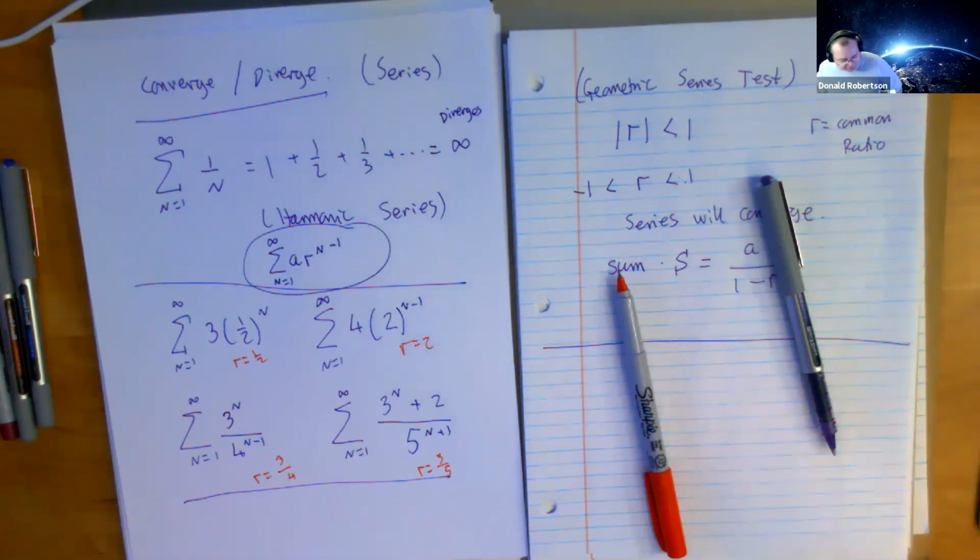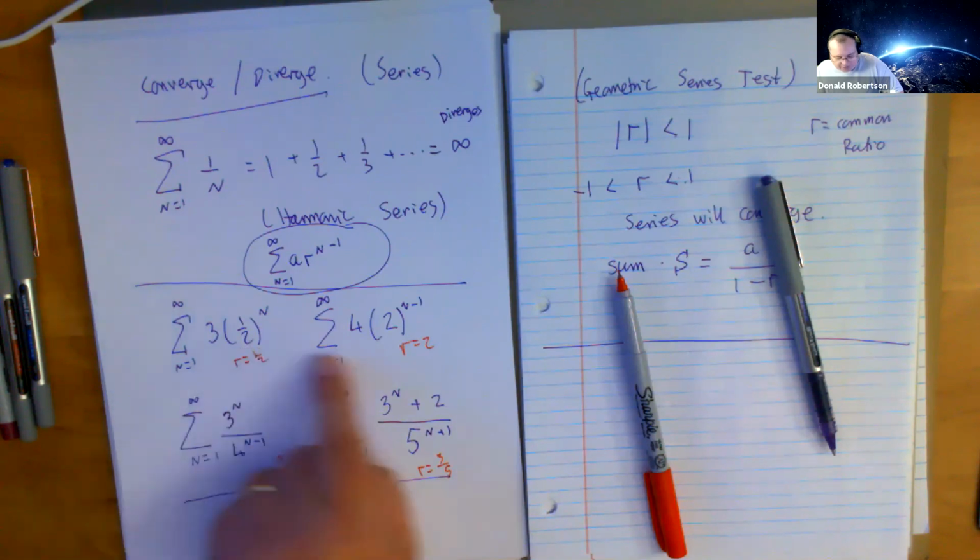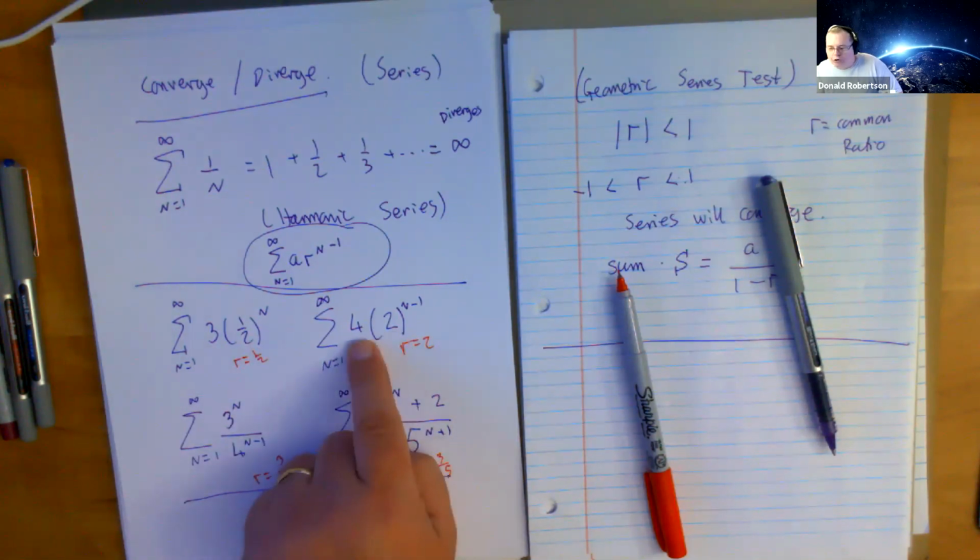What's important is the base of the power, the R value. So R is 1/2 here. R is 2 here. What about the 4? Doesn't matter. It's not the R value. The 4 comes in later, but not right now.